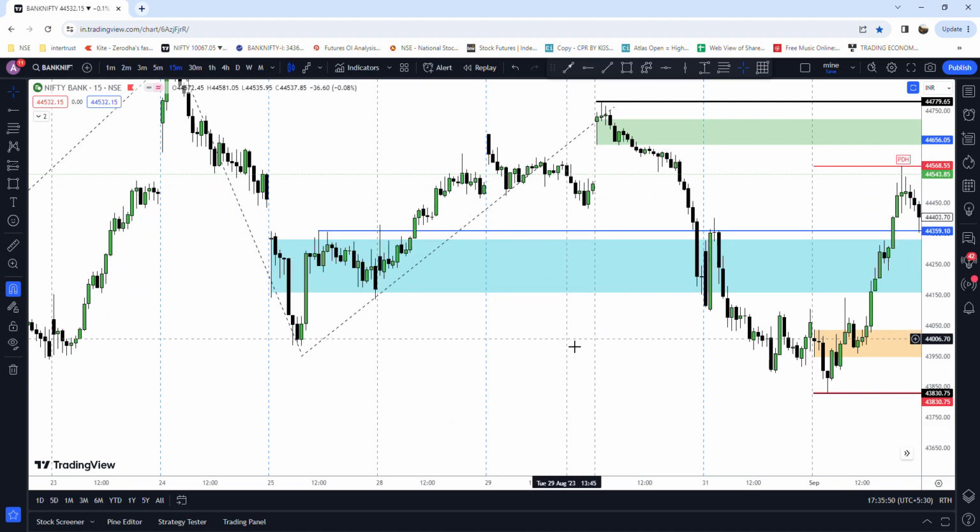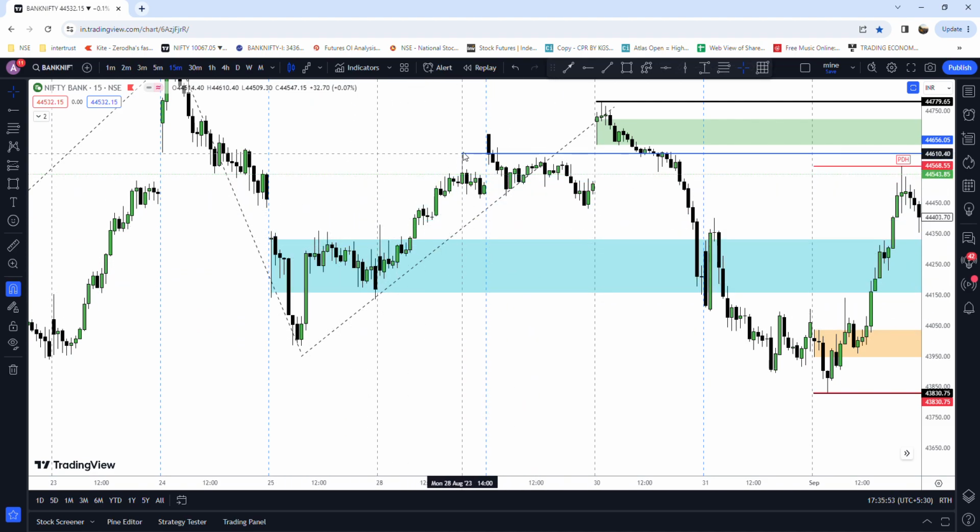Now let's go to the 29th. The 29th opens gap up, comes down and closes below the previous day high. But in this case, it has touched the previous day high. The 29th has touched the 28th high. It might have closed below the 28th high over here, but it didn't touch the low of the 28th. So the momentum is still upwards, still positive.